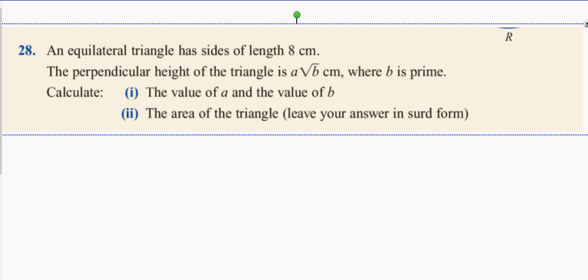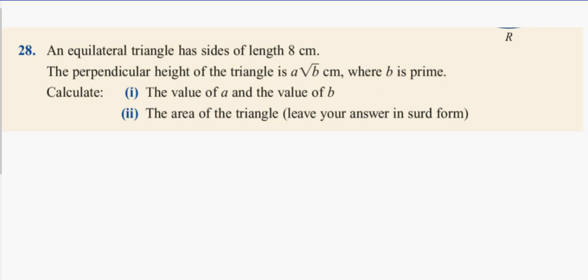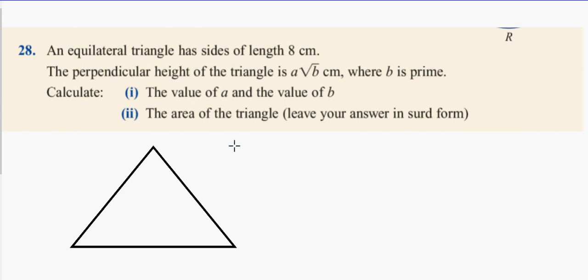28. An equilateral triangle has sides of length 8. The perpendicular height of the triangle is A root B, where B is prime. Find the value of A and the value of B. Now, somebody told me this the other day. I think it was Sharia. This trick only works for equilaterals and isosceles. Does everybody get that? If you draw a line down the middle, and once again, it only works for equilaterals and isosceles.